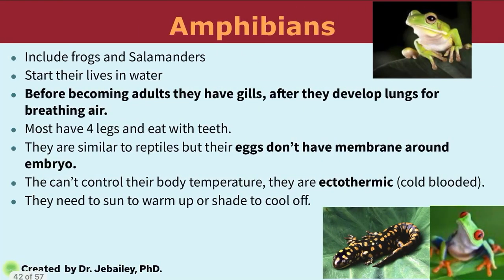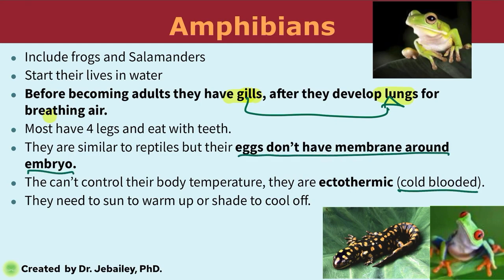And scales. Now, amphibians, one of the main things I see about them is that they have gills, and they develop lungs. They always go from the gills here and become lungs when they get to be adults. They have eggs that don't have a membrane around the embryo. They are also known as cold-blooded, and they also have moist skin. I don't think it's written here, but amphibians have moist skin.